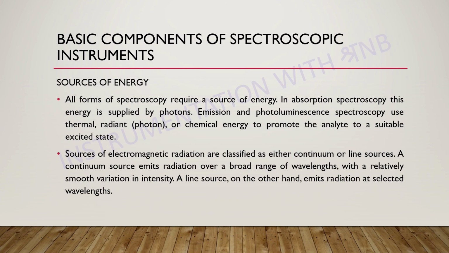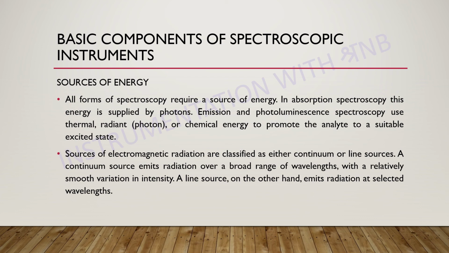Now, coming on to the basic components of spectroscopic instruments, as I have already discussed, we need to excite the molecule, we need to transfer the molecule from the ground state to the excited state. So for this purpose, we need a source of energy. All forms of spectroscopy require a source of energy. In absorption spectroscopy, this energy is supplied by photons. Emission and photoluminescence spectroscopy use thermal, radiant, or chemical energy to promote the analyte to a suitable excited state.